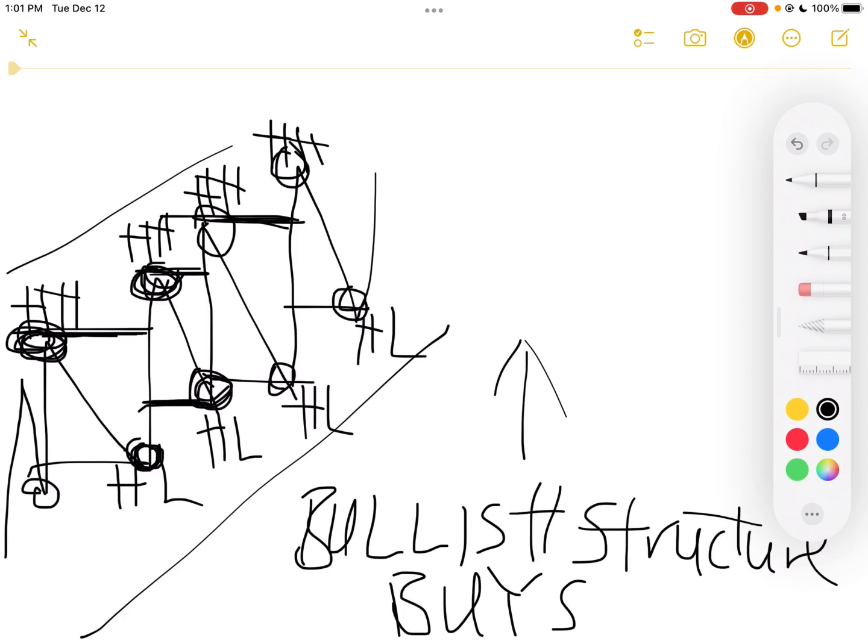So these are for the buys. You can screenshot this, because I'm going to clear everything and let's continue.